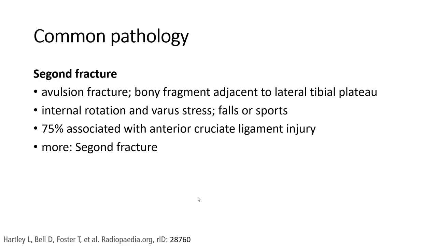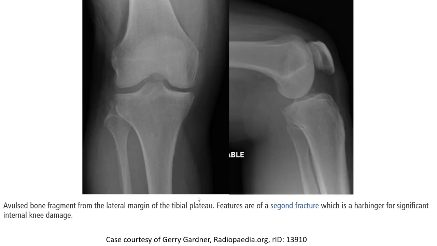Segond fracture, an avulsion fracture, bony fragment adjacent to the lateral tibial plateau. Internal rotation and varus stress from a fall or sport. 75% associated with anterior cruciate ligament injury. This is an example of a Segond fracture, where we can see the avulsion bone fragment from the lateral margin of the tibial plateau, which is a harbinger for significant internal knee damage.